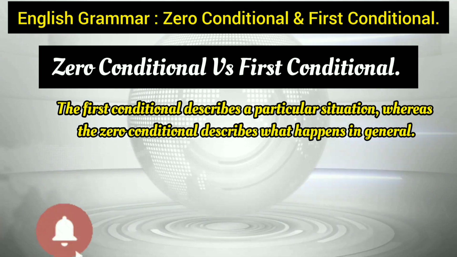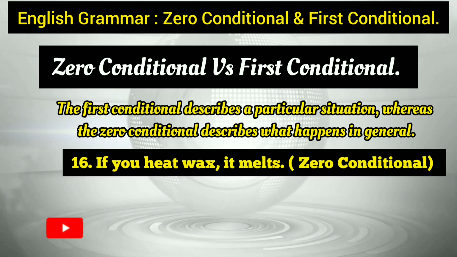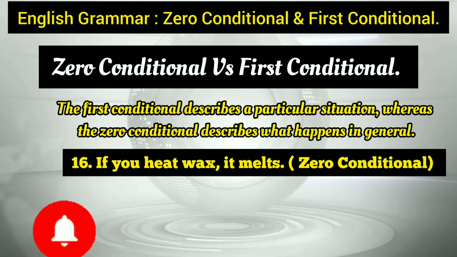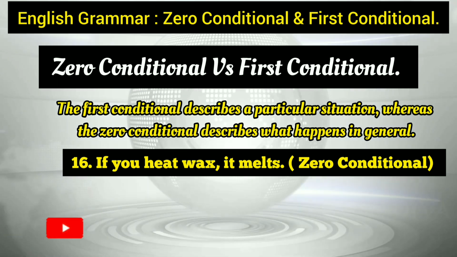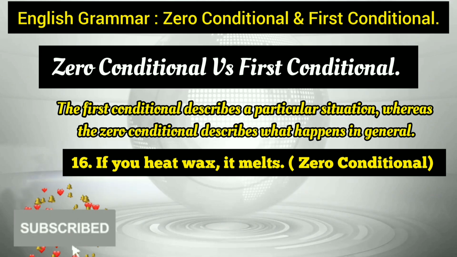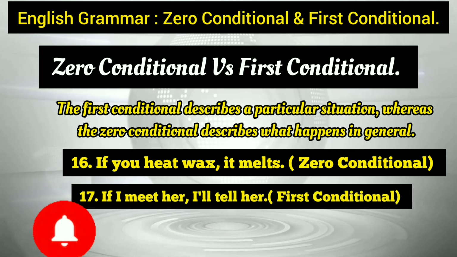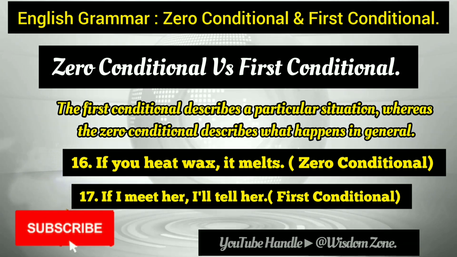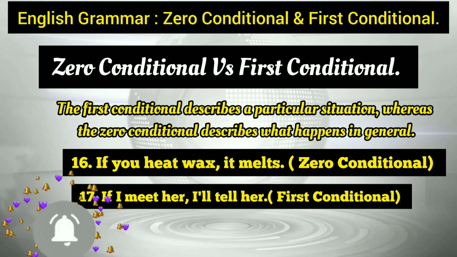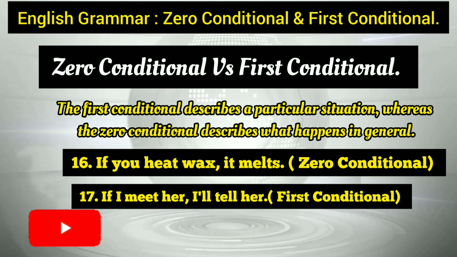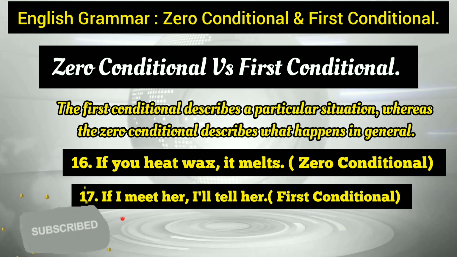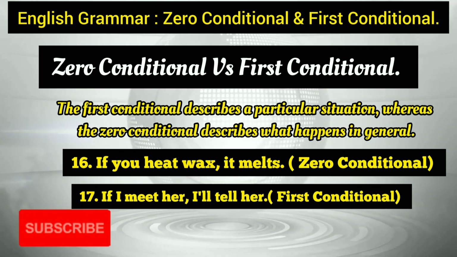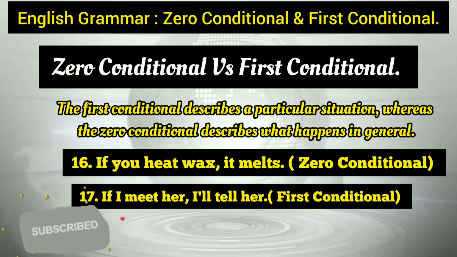So as you see, examples are given. Number 16, if you heat wax, it melts. So it is in general, okay. It is a kind of general truth. That's why it's zero conditional. And if you see the next sentence, number 17, if I meet her, I'll tell her. So this is a special condition. It describes a particular situation, okay, that if I meet her, I will tell her. So I'm using future tense, that I will tell her. So I'm quite sure it's crystal clear how to use zero conditional and first conditional.